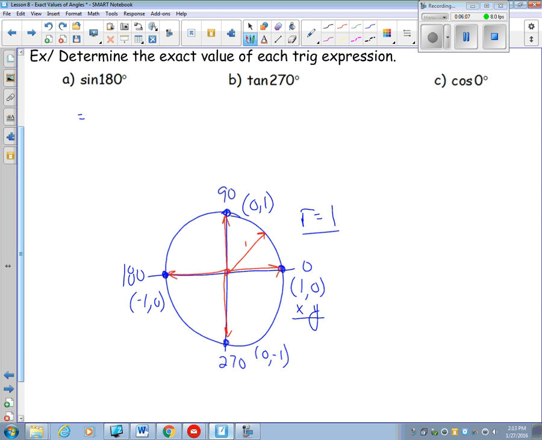Sine of 180, sine is y over r. Here's 180 right here. Okay, the y value is 0. The r value, we said radius of 1. So there you go. Sine of 180 is 0.